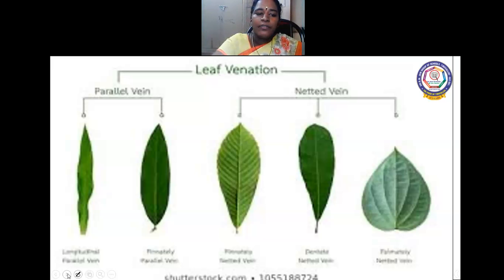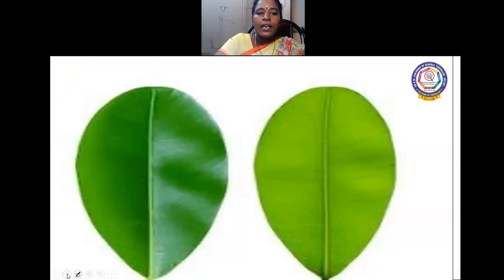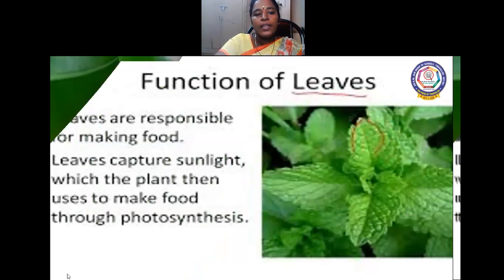Example, banana leaf: parallel venation. So when veins are arranged parallel to one another, it is parallel venation. If they are arranged in a net-like pattern, it is known as reticulate venation. Banana leaf is an example for parallel venation.